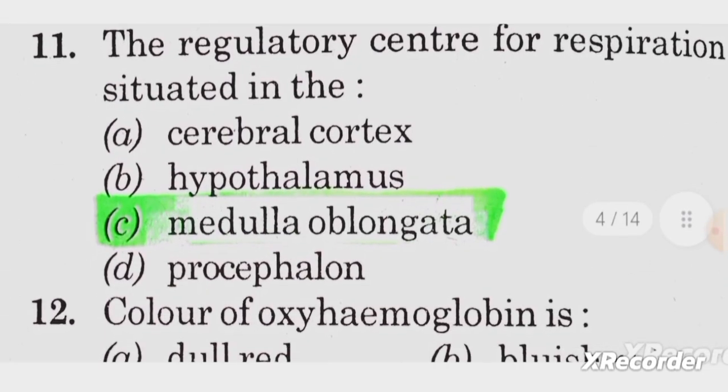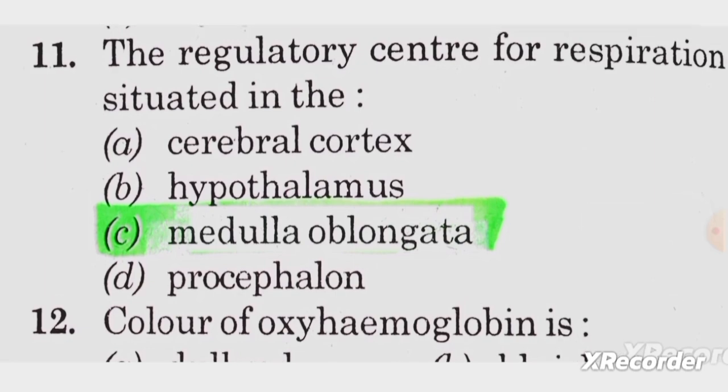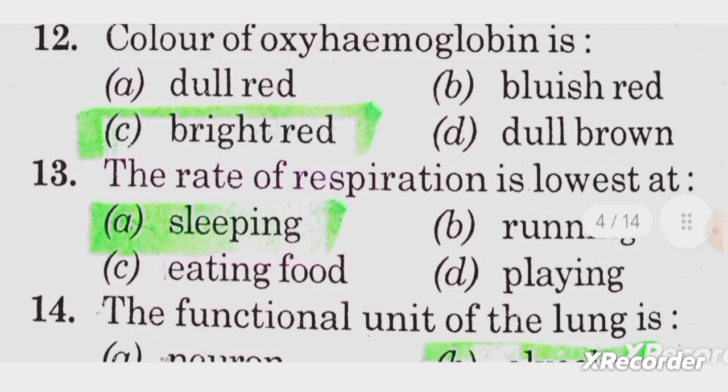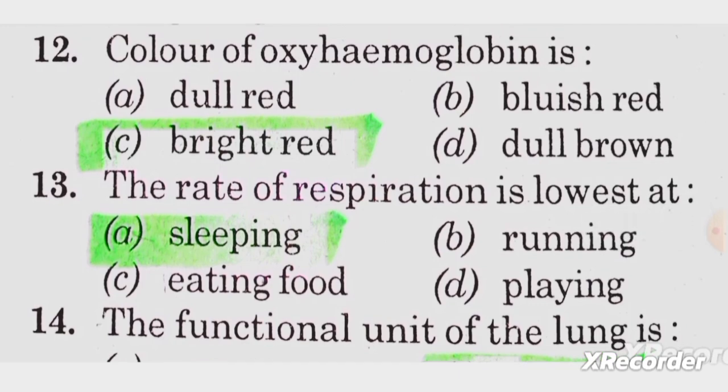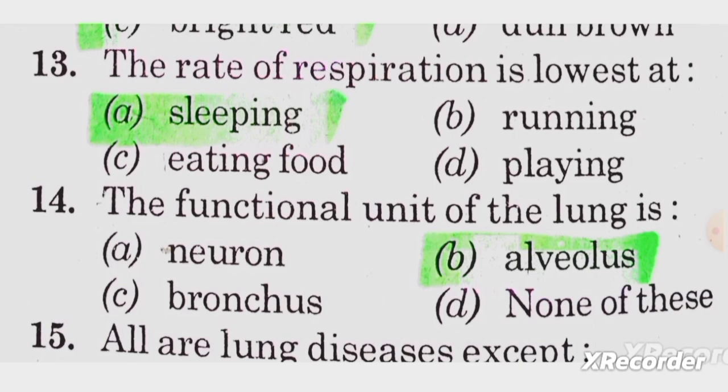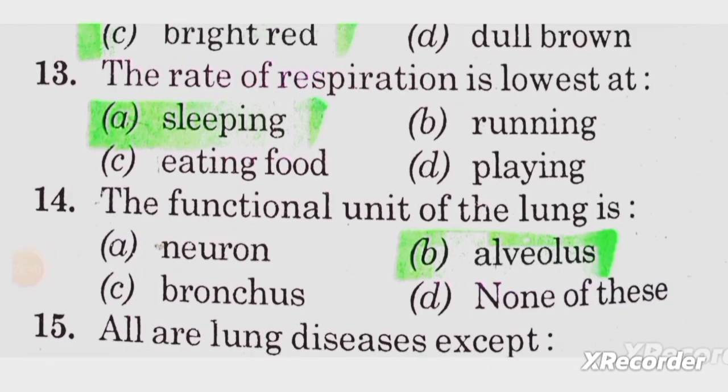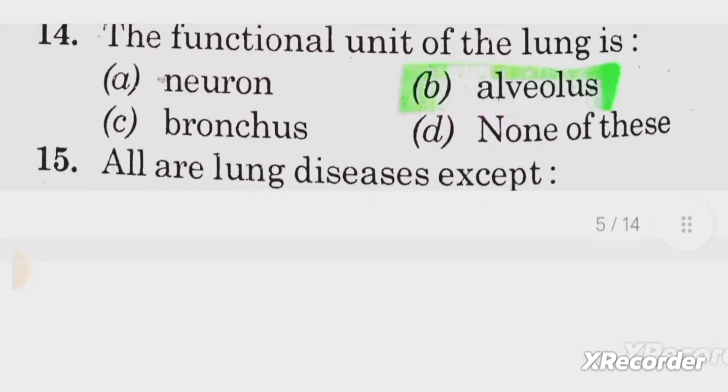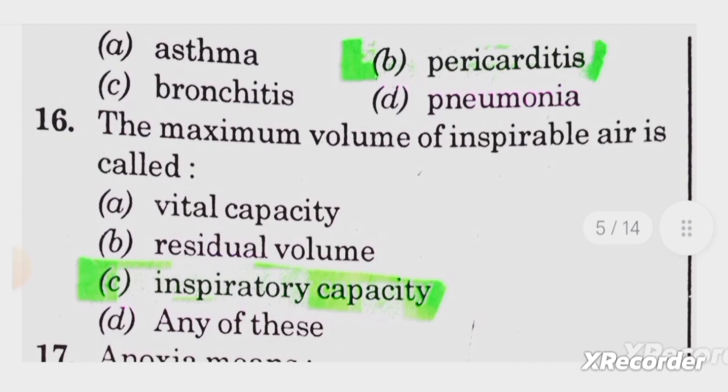Next, 11. The regulatory center for respiration is situated in the answer C, medulla oblongata. Next, 12. Color of oxyhemoglobin is answer C, bright red color. Next, 13. The rate of respiration is lowest at answer A, sleeping. Next, 14. The functional unit of the lung is answer B, alveolus. 15. All are lung disease except answer B, pericarditis.